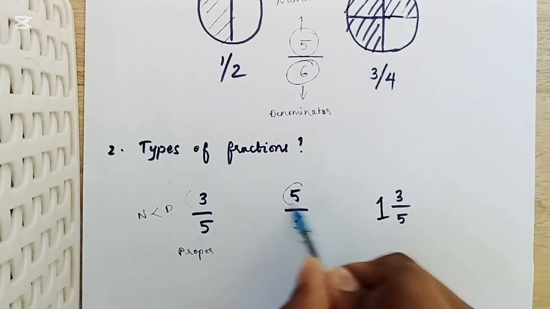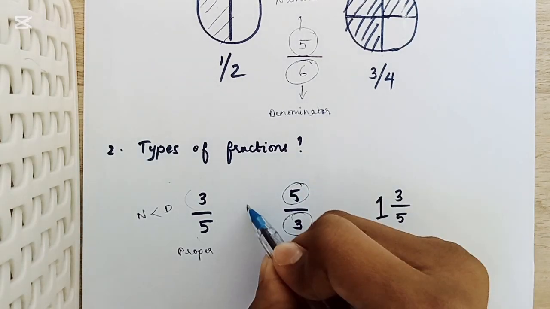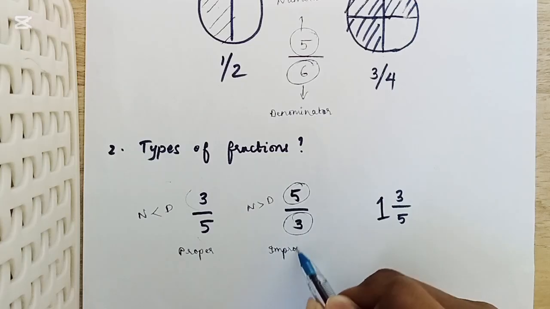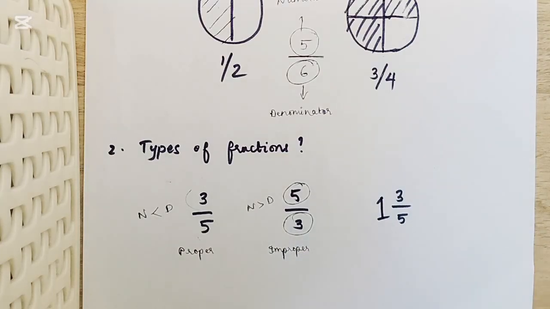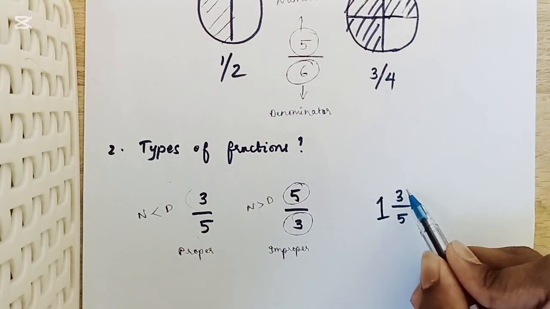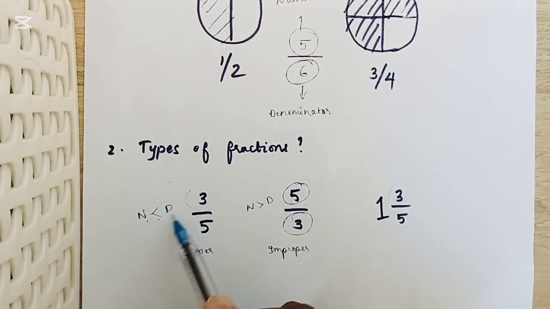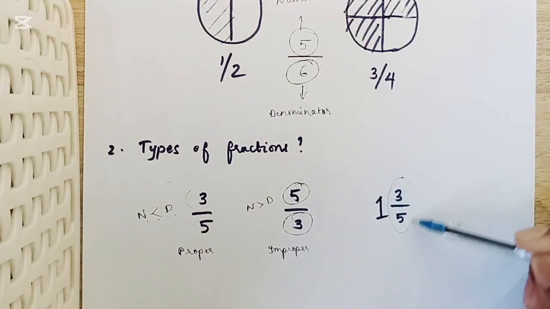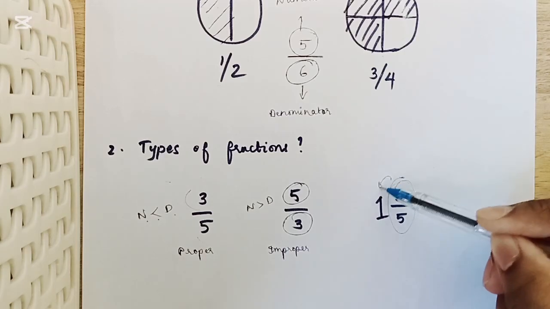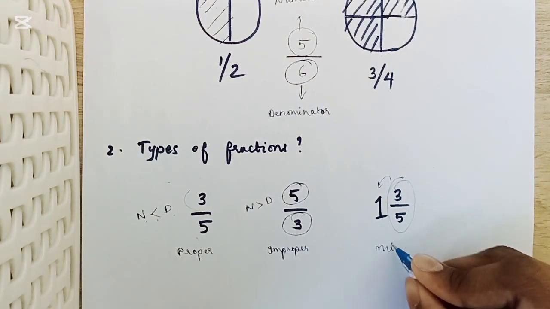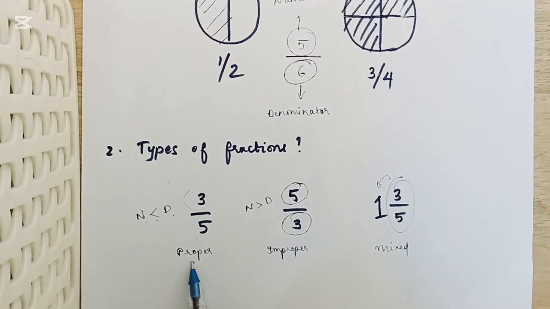In the fractions where the numerator is greater than the denominator, we call that an improper fraction. And when a proper fraction is combined with a whole number, we call that a mixed fraction. So proper, improper, and mixed.